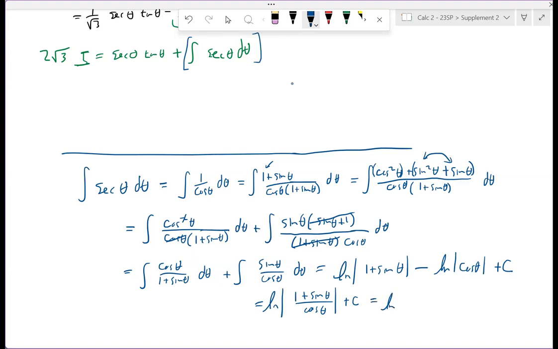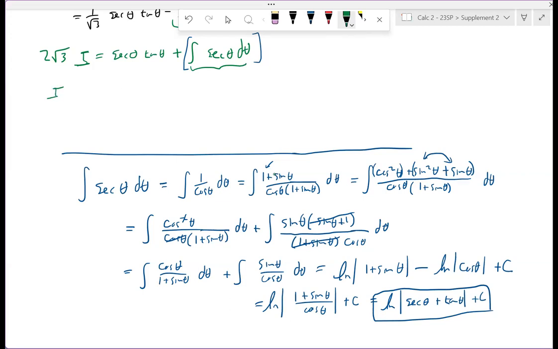And lastly, I can rewrite this in the way that it's often written. 1 over cos theta is secant theta. Sine over cos is tan theta. So we have log of secant plus tan. Not the prettiest result, but it is what it is. Okay. So that's what this integral turns out to be.